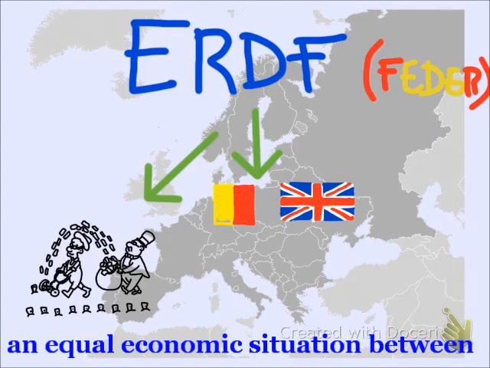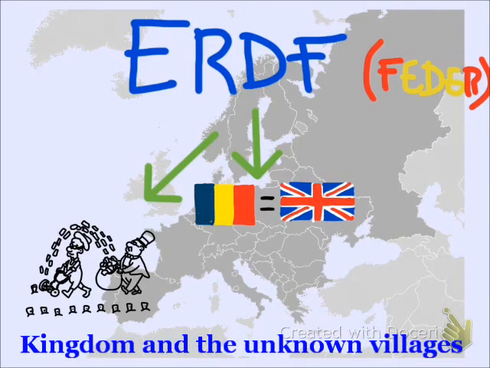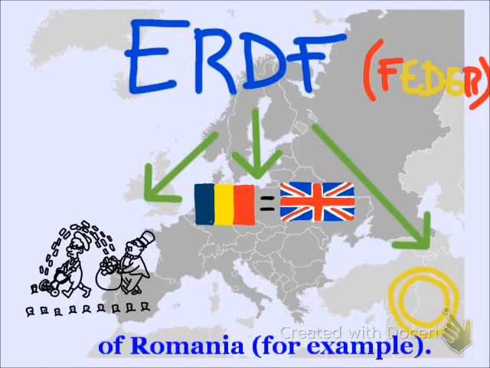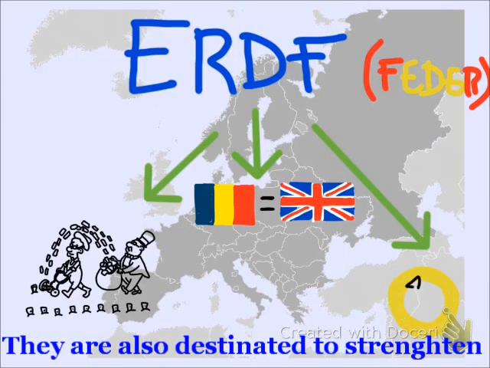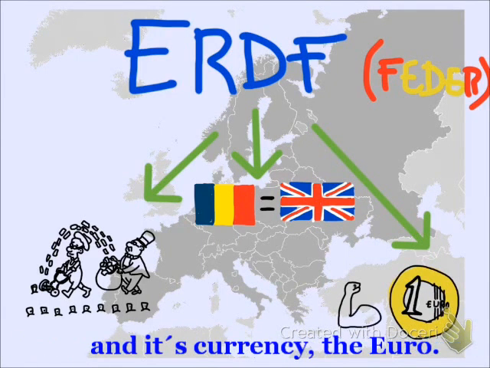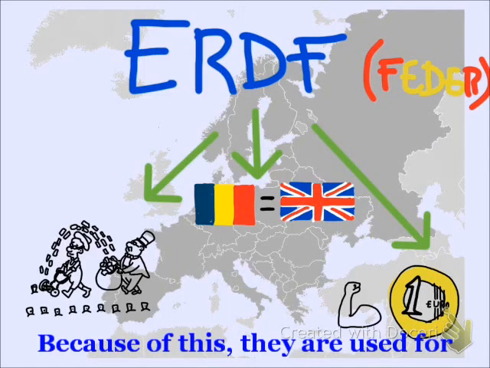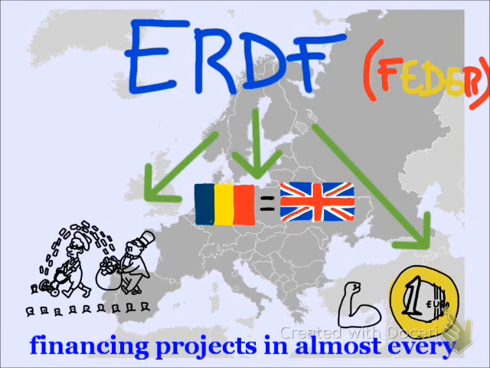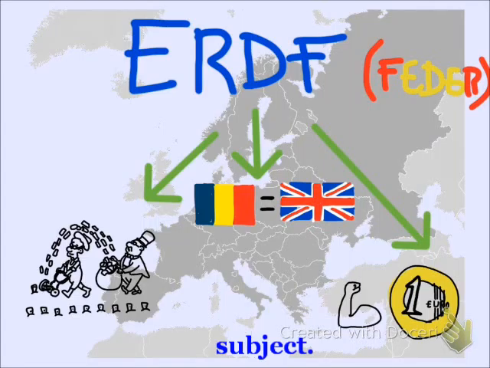equal economic situation between any urban center of the United Kingdom and the unknown villages of Romania, for example. They are also destined to strengthen the position of the European Union and its currency, the euro. Because of this, they are used for financing projects in almost every subject.